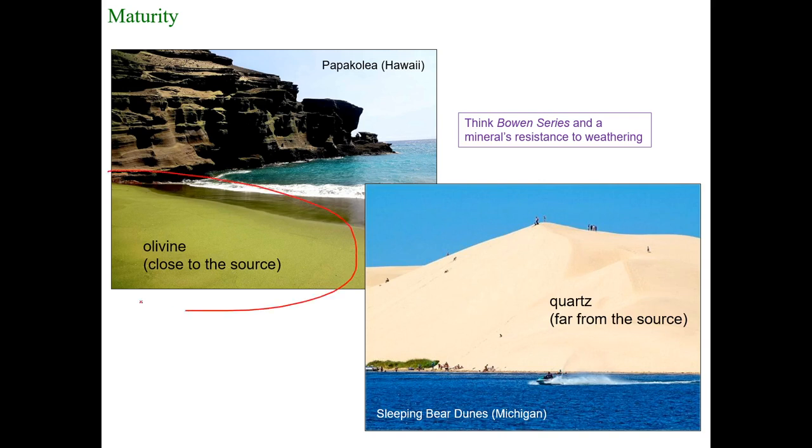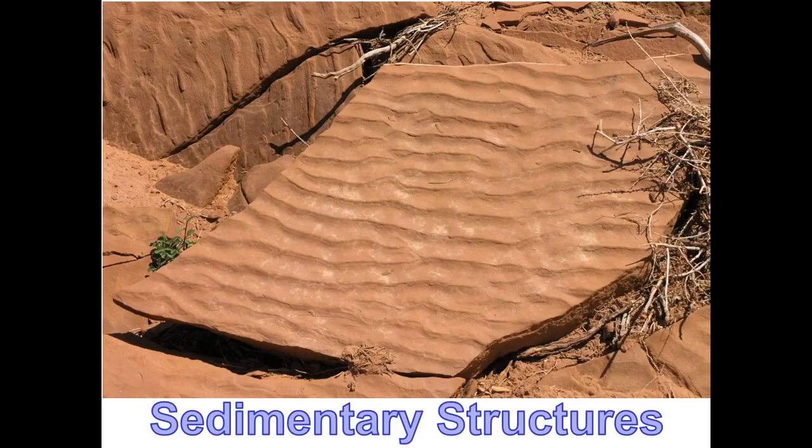Remember, I used this green sand beach as an example of chemical immaturity. I use these white sand beaches here as an example of resistance to weathering and high chemical maturity.